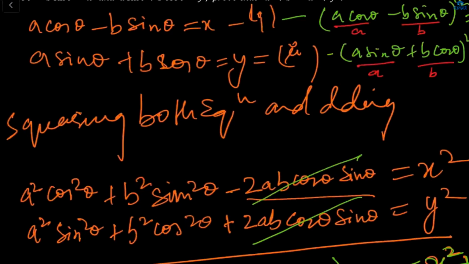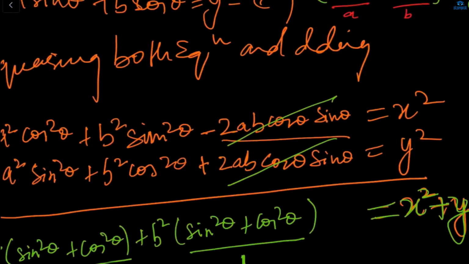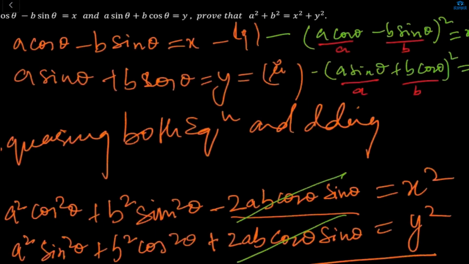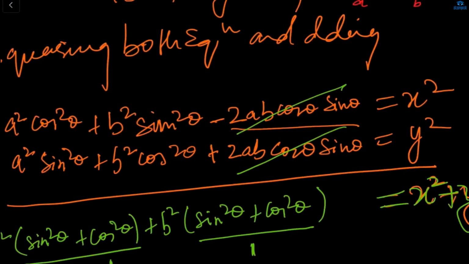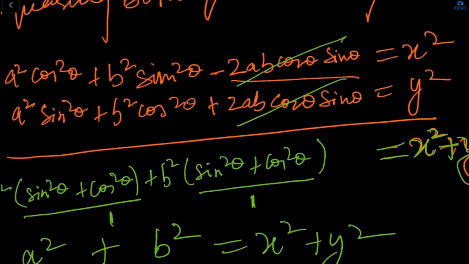I have written the 2ab term on one side; you can also write 2a cos theta b sine theta. The second term will expand to a square sine square theta plus b square cos square theta plus 2ab cos theta sine theta, because here in between it was a plus sign. On the LHS and RHS we have x square and y square. Now after squaring they added, so what did I get? Minus 2ab cos theta sine theta is in one, and plus in the other, so it got cancelled.